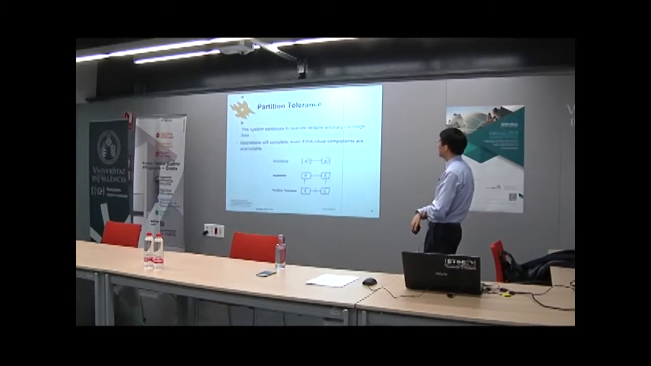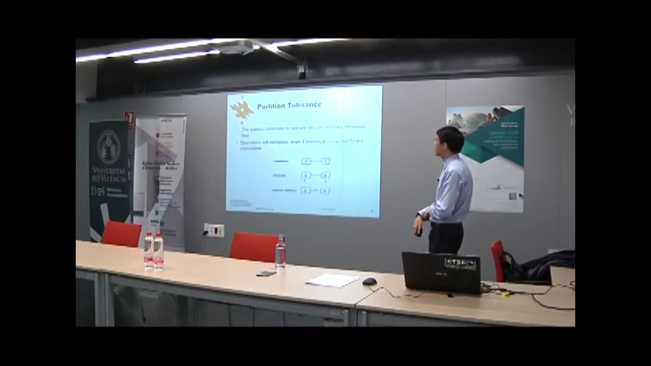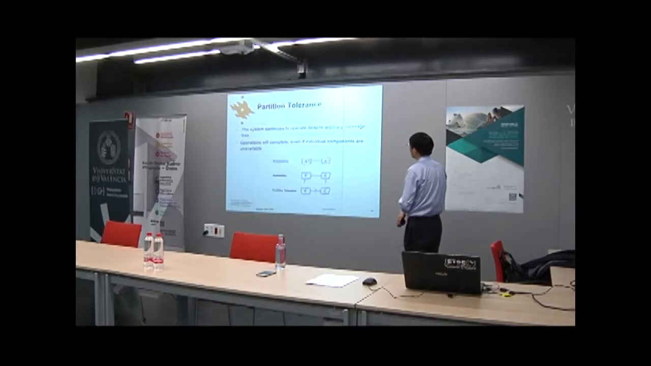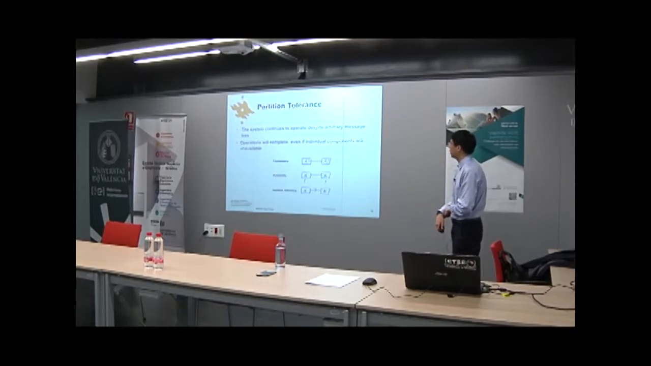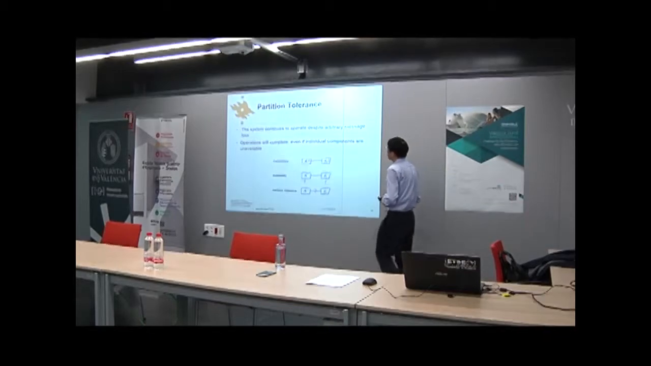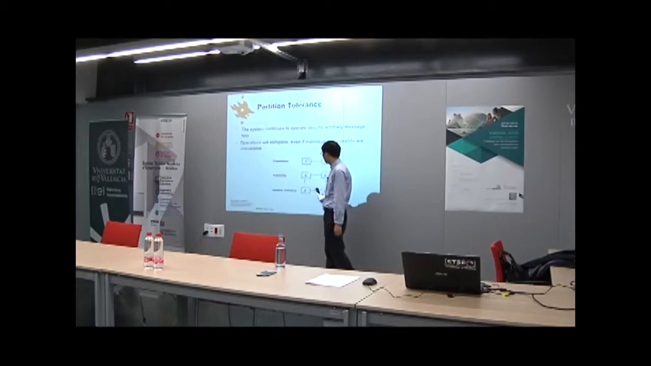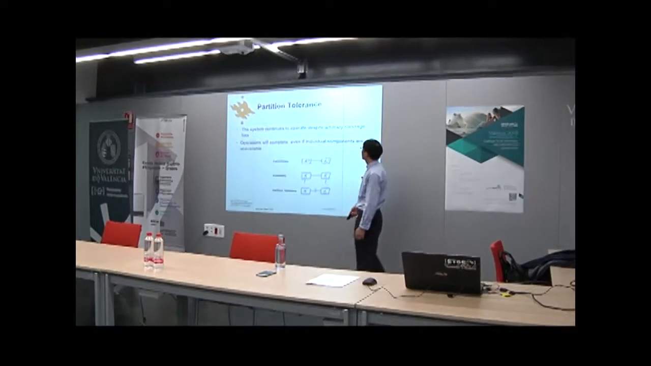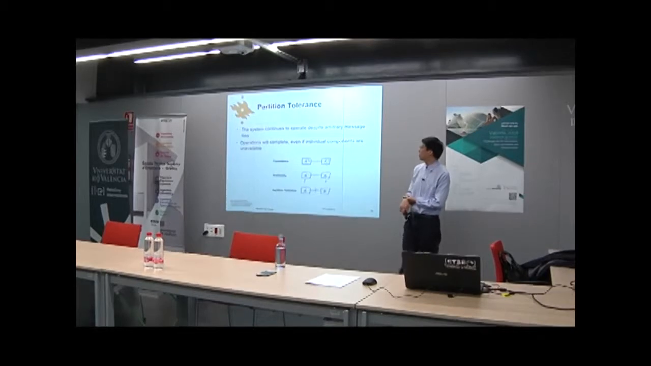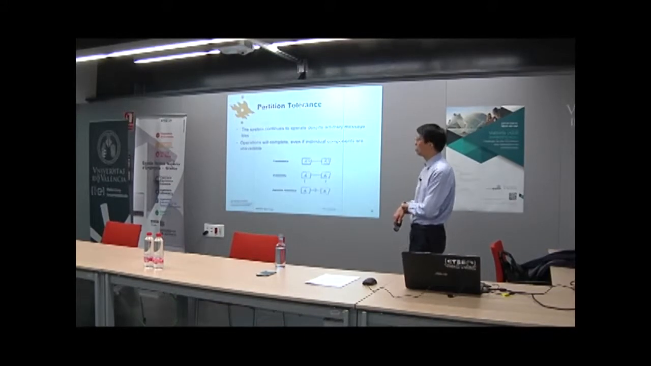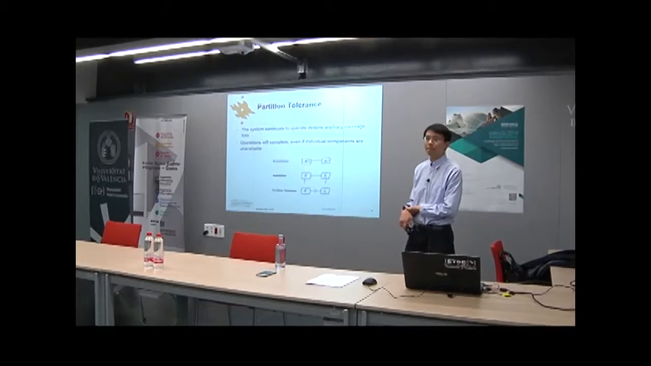The third one is partition tolerance. It means that the system continues to operate despite arbitrary message loss. If we have some partitions, meaning some network problem between two nodes or machines, we still can operate the whole system. Each component of the whole system should still be available, and operations can be completed. So this is called partition tolerance.